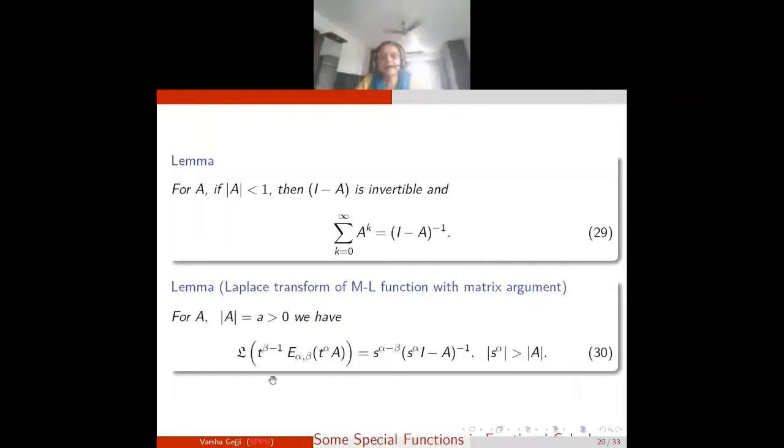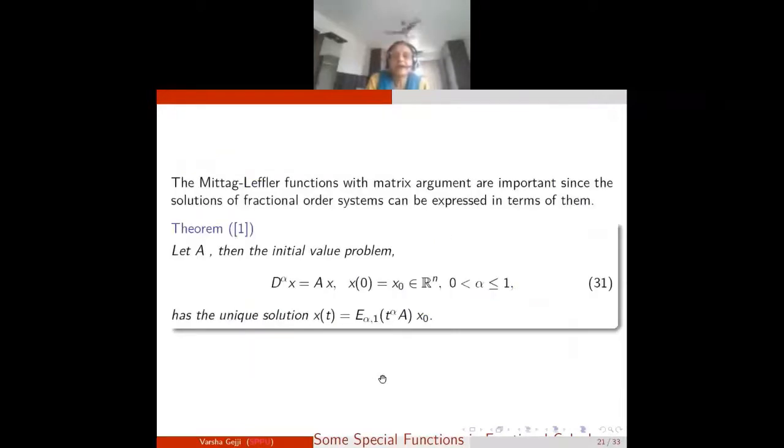Now the Laplace transform of the Mittag-Leffler function with matrix argument is given in this, where A is a matrix and this is the operator norm of A. This Laplace transform is given in expression 30, and it comes handy when you solve such systems.